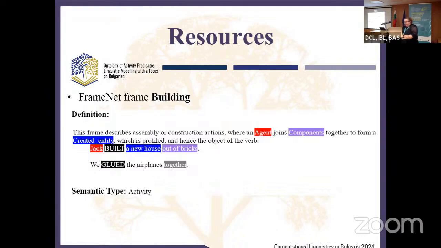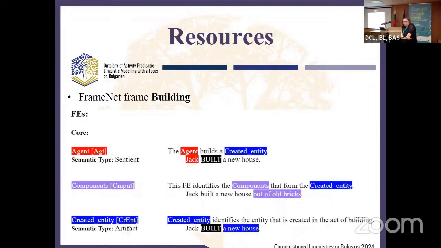Just an example from FrameNet. So this is the frame building with the definition of the frame. And here you can see, marked with different colors, the frame elements: agent, components, and created entity, with an example. And there are also definitions of each of the frame elements, with examples which illustrate the use of each frame element.